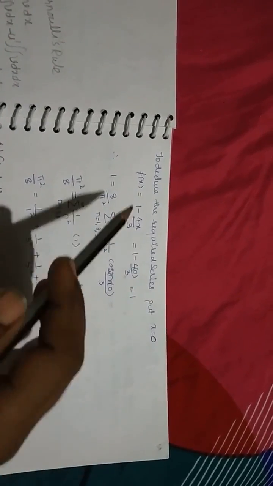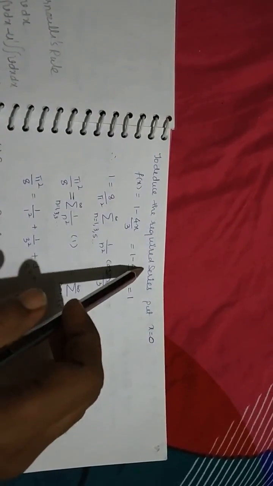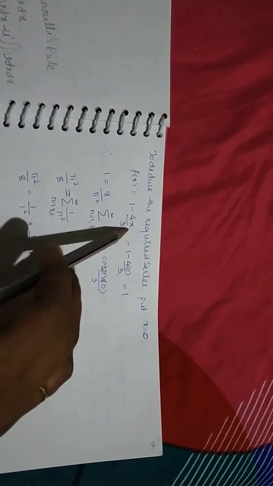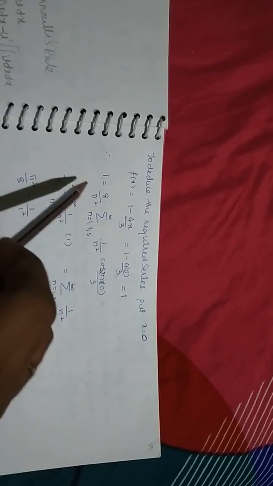Next, they are asking to deduce the series. To deduce the required series, let us put x equals 0. That is f(x) equals 1 minus 4x by 3, that is 1 minus 4 into 0 by 3, which is equal to 1. That is f(x) equals 1.